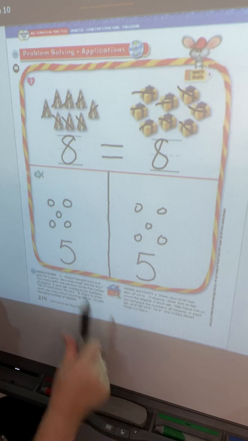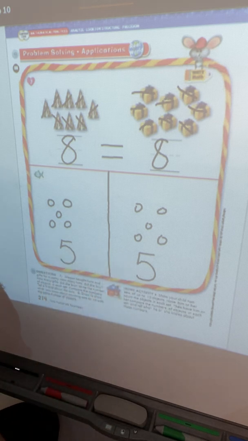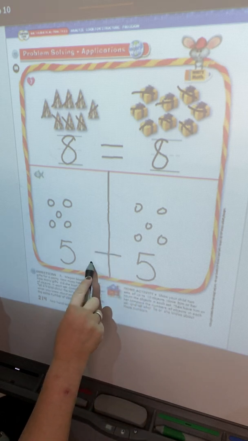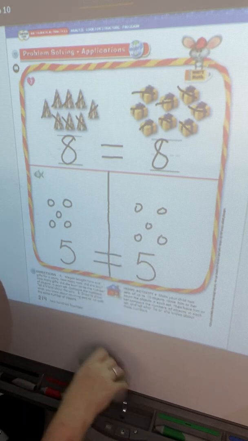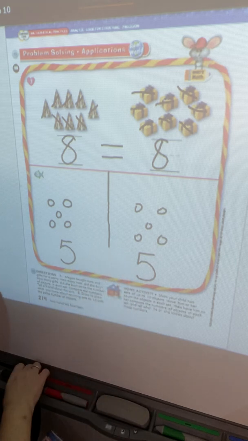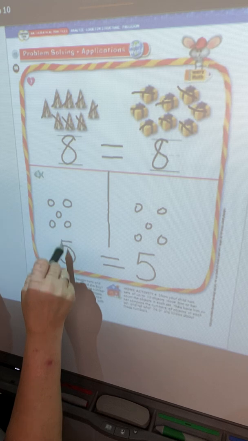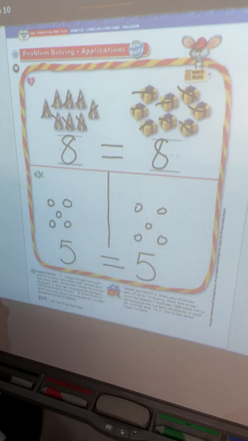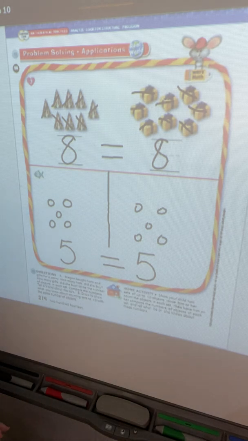What do you know about 5 and 5 if we're comparing them? They are equal. I can erase that little line in between there. Let me fix that real quick. They are equal. 5 is equal to 5. That means they have the same number of items.